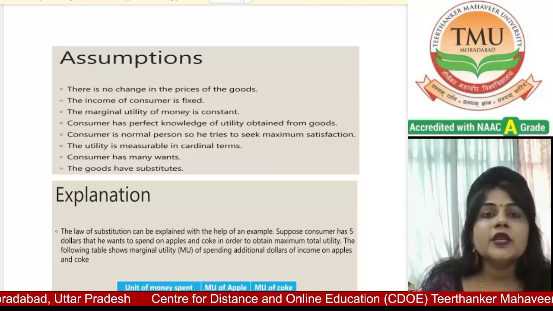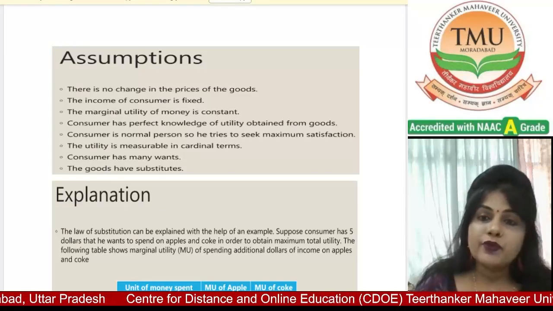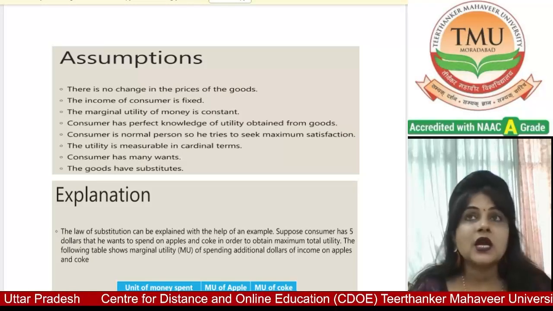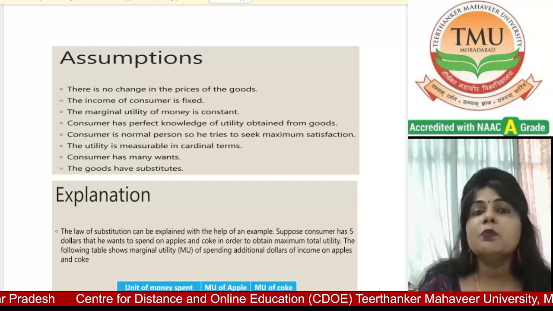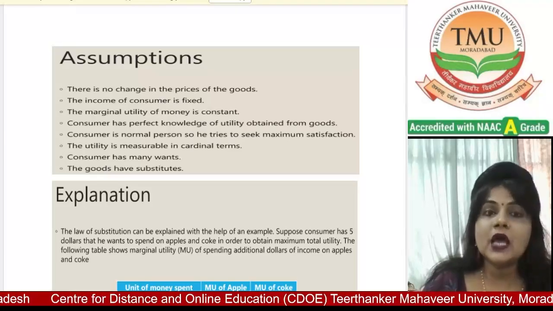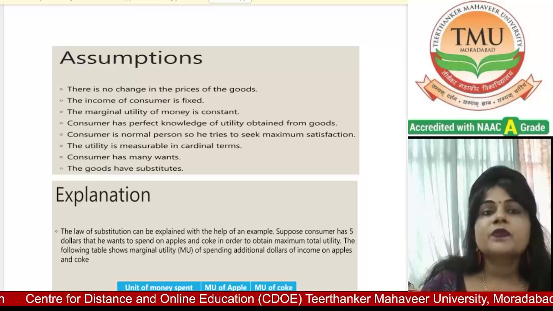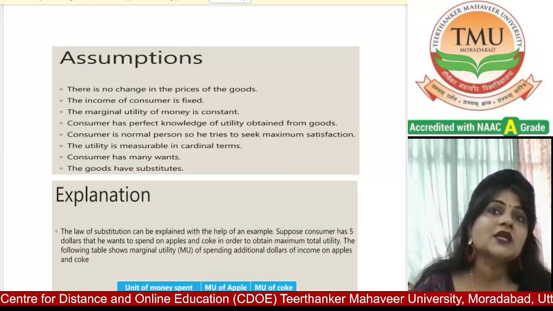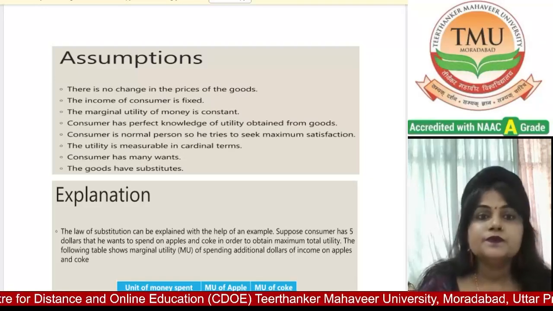Next, the utility is measurable in cardinal terms. In the previous video, we also explained what the cardinal approach is. The cardinal approach, which is given by Dr. Alfred Marshall. And in the cardinal approach, we can measure the utility in numbers 1, 2, 3, 4, and so on. We can also measure the utility in terms of utils and also in terms of money. So the utility is measurable.